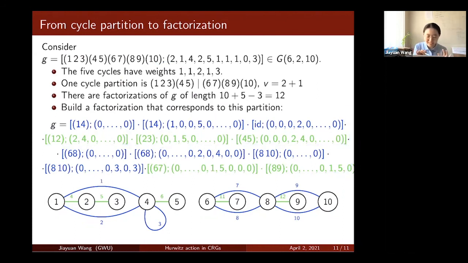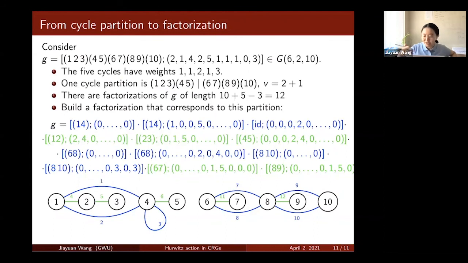And notice that in this factorization graph, there are 2 connected components. Each connected component corresponds to a part in the cycle partition. For each of the cycles, there is exactly 1 vertex that is incident with the blue edges. And if the weight of the part is not 0 mod 6, then we add a loop there. So these are some of the things we can say about the factorization graph.